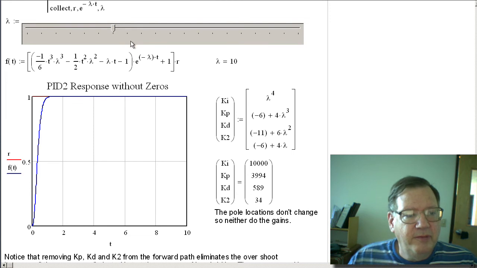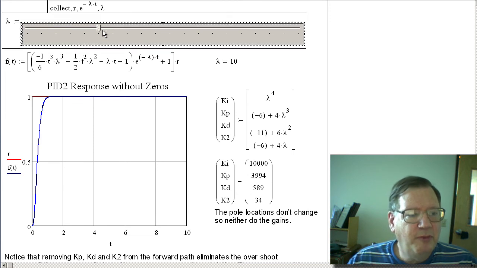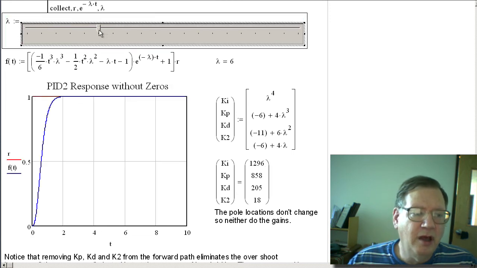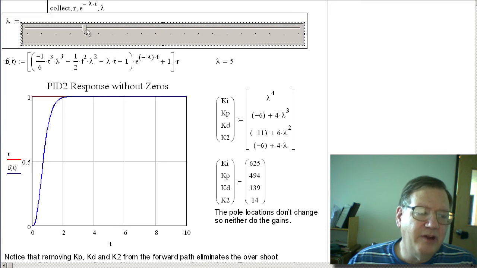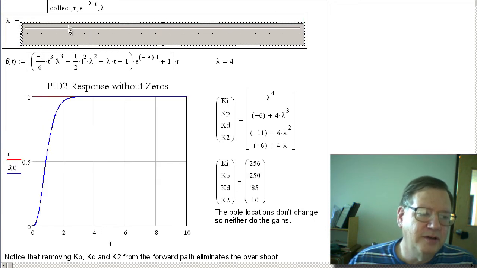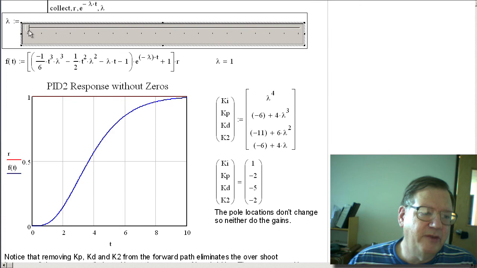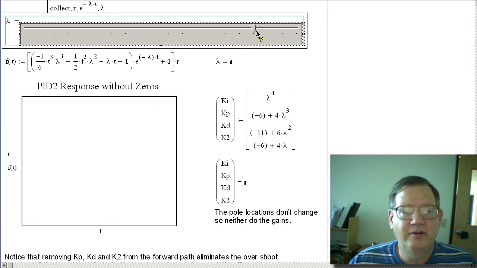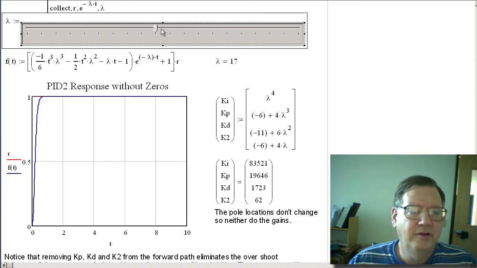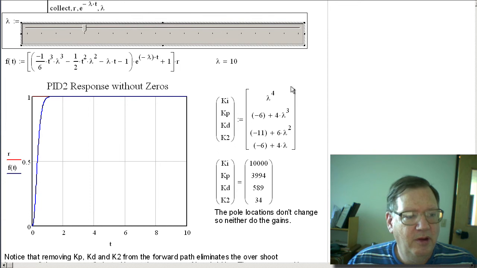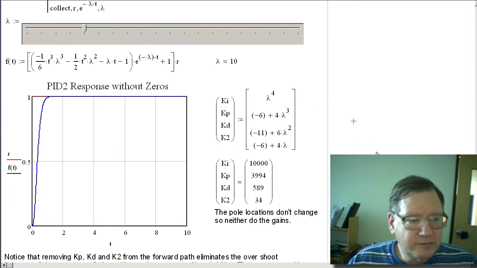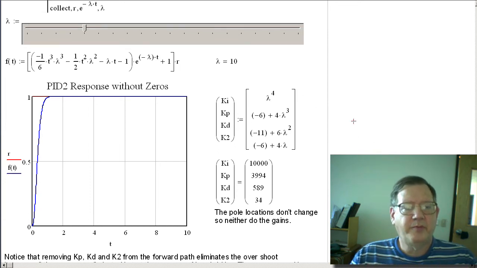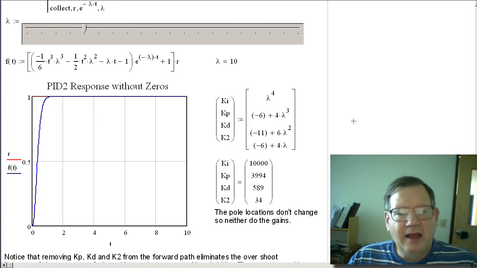Now, something you should see here is I can move these poles wherever I want along the negative real axis. And as I move them closer to the origin, you can see the response gets slower and slower. And then as I move them away from the origin, the response gets faster. Move it back here, that's the default. So this allows us to get the kind of response that we want.